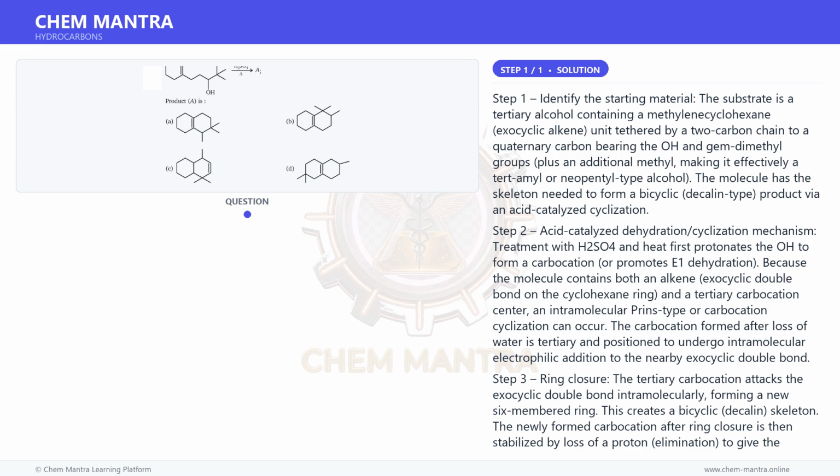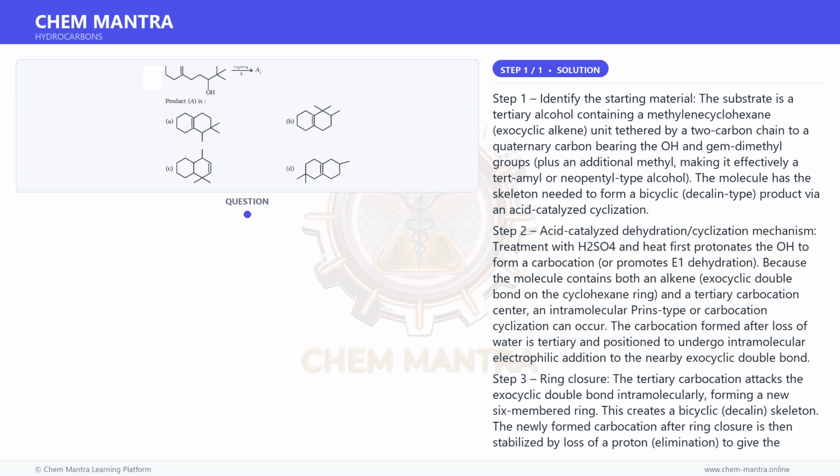The newly formed carbocation after ring closure is then stabilized by loss of a proton, elimination, to give the thermodynamic alkene product. Step 4. Regiochemistry and methyl group placement. The gem dimethyl groups end up on one carbon of the new ring, from the quaternary carbon of the original alcohol, and the remaining methyl group ends up on an adjacent carbon.